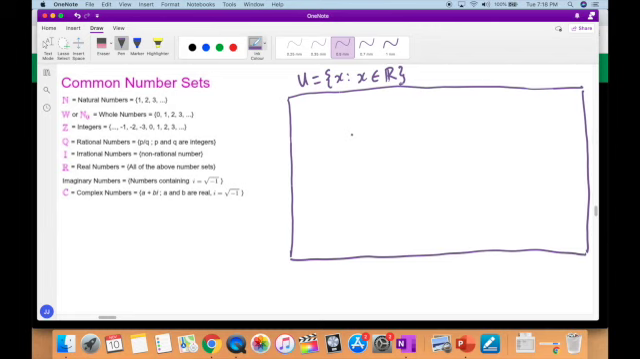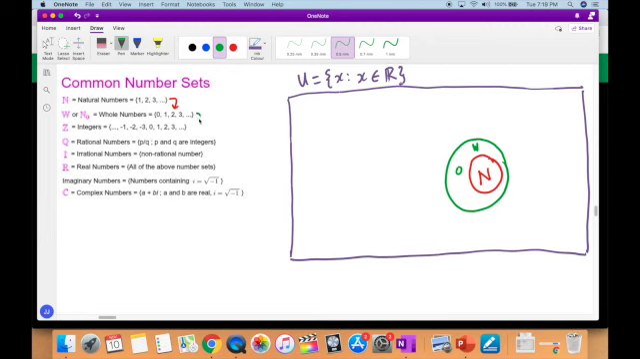So what now? Let's start with the smallest set. The smallest set is the natural numbers, right? So I have the natural numbers here. And all of the natural numbers are inside the set of whole numbers. So I'll have the set of whole numbers here, and all of the natural numbers are in there except for 0. 0 is the only thing that is outside of natural, right? So these are all of my whole numbers.